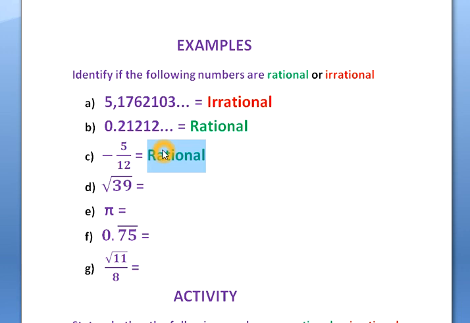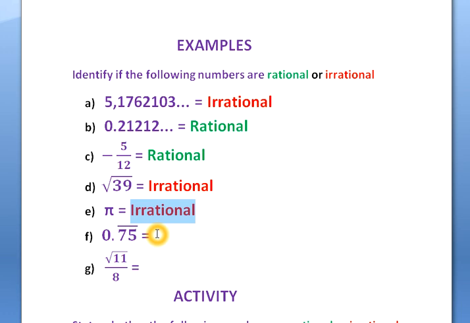Now the square root of 39. 39 is not a perfect square. Therefore, the square root of 39 is going to be an irrational number. Pi. Pi, is it a rational number or irrational number? Pi is not 3,14. There are many other numbers that were not written after that 4. Okay, so pi is an irrational number because pi is not 3,14.